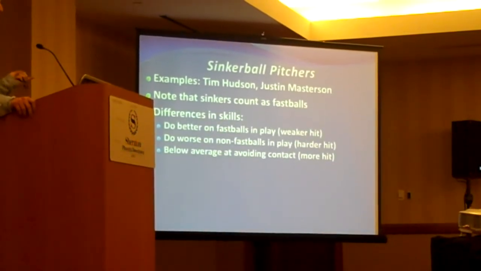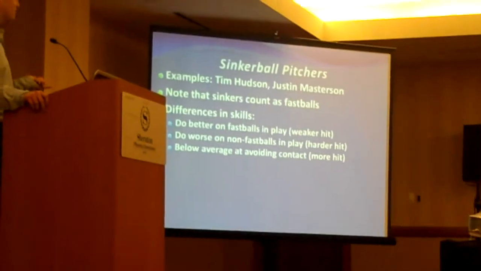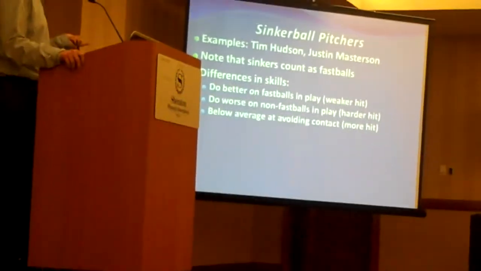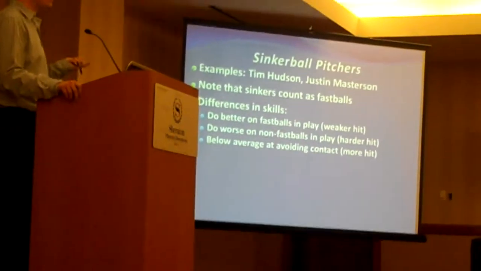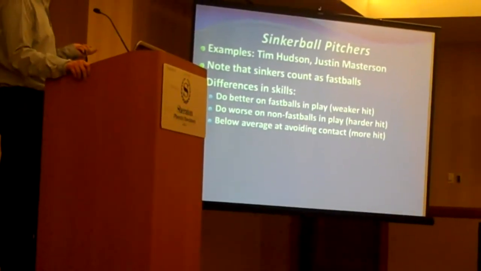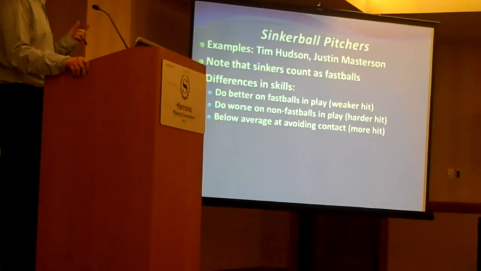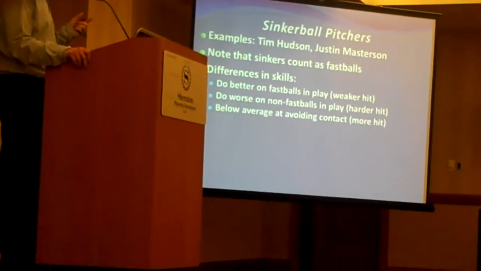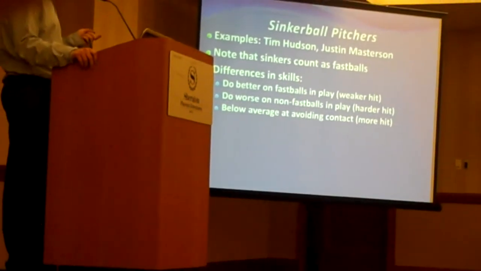Differences in skills for them are actually very predictable. Their fastballs, which are sinkers, in play tend to be hit weaker, but their non-fastballs are not especially good pitches for them compared to other pitchers, and so they do worse on them. They're also ground ball pitchers. That's how they get their outs. So the strikeout is less of a factor in their plate appearances.